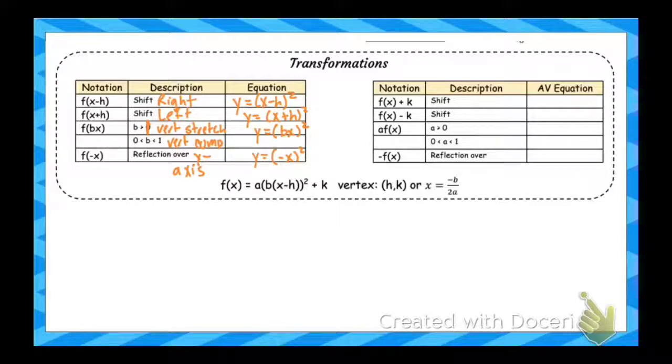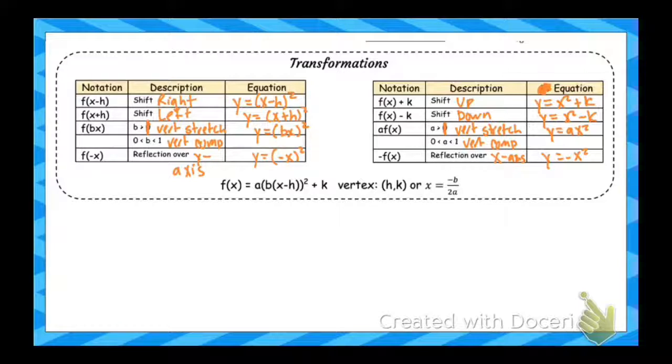All right, so our vertical changes, again, that shouldn't say absolute value. Plus k would be a shift up, minus k would be a shift down. Greater than 1 is a vertical stretch. In between 0 and 1 is a vertical compression. And then that negative out in front would be a reflection over the x-axis. So on the quadratic equation, it is outside of the parentheses and away from the x. So if it's not in the parentheses with it, it's going to be a vertical change.